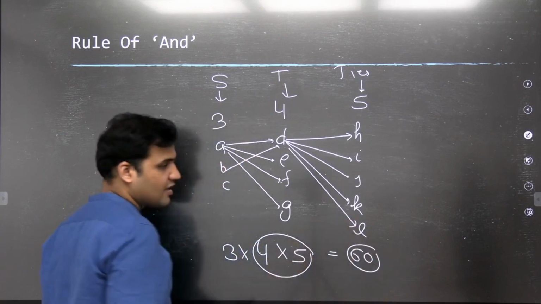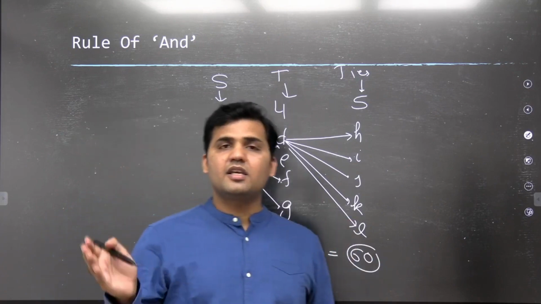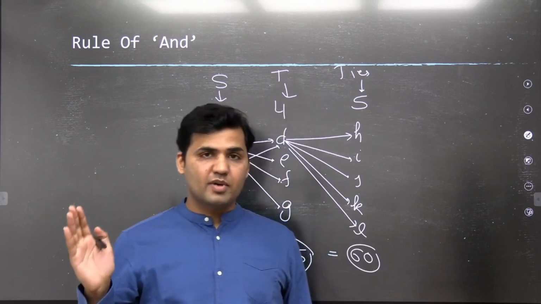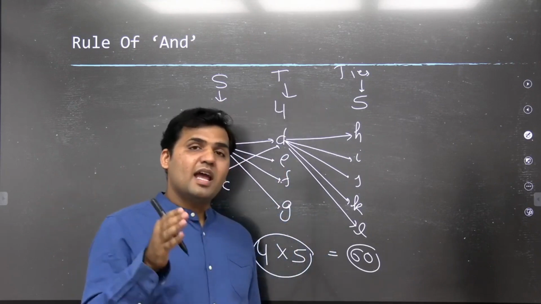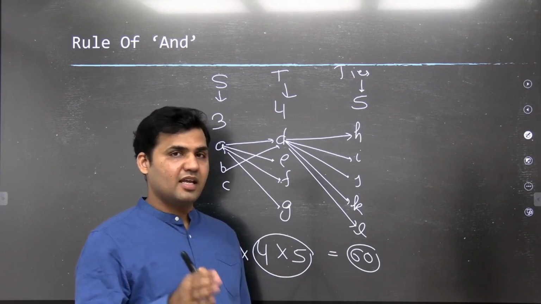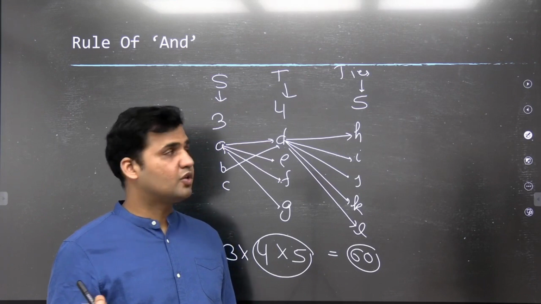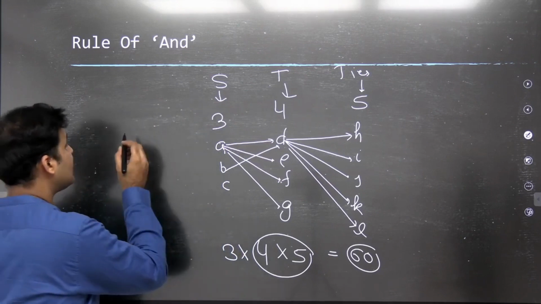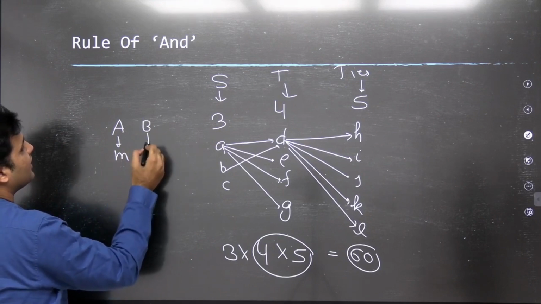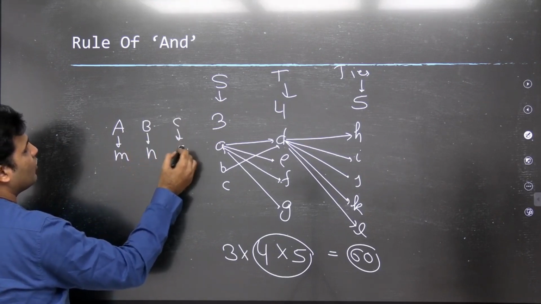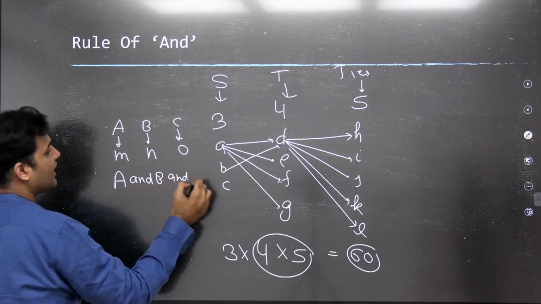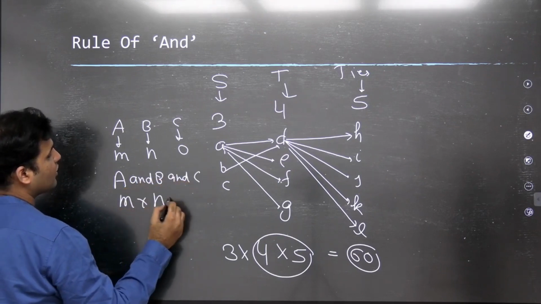So you need to understand that there are events A, B, C, D, E, F, whatever number of events, and if they can happen in M, N, O, P and so many different ways, then if the word AND is between them, you have to multiply M with N, N with O, O with P, and with Q and so on. So the rule of AND says that if event A can happen in M ways, B can happen in N ways, C can happen in O ways, then A and B and C can happen in M into N into O ways.